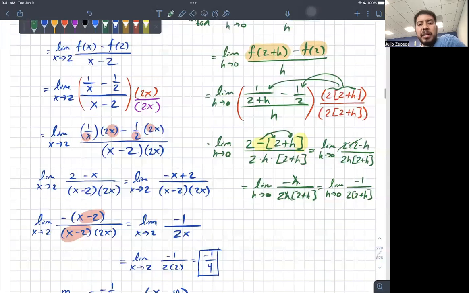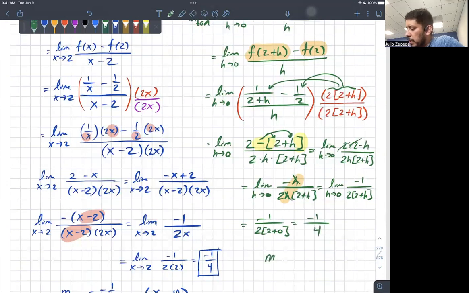Now we can take the limit as h approaches 0. If you take a close look, in just the previous step, you could not have taken the limit as h approached 0 because both the numerator and denominator would have gone to 0, giving us a limit of 0 over 0, which is indeterminate. So now that we've canceled that h, we can let h go to 0, essentially just plug in 0 for h, and we get negative 1 over 2 times 2 plus 0. This is negative 1 over 2 times 2, which is 4.